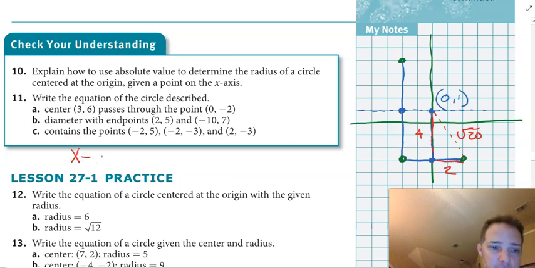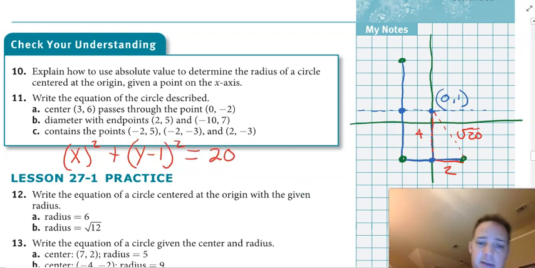X minus 0. Well, I guess I don't need to put that if the center is 0. You can put x minus 0 if you want. X minus 0 squared plus y minus 1 squared equals the square root of 20 squared. Square and square root cancel out, so you just get 20 on that one.